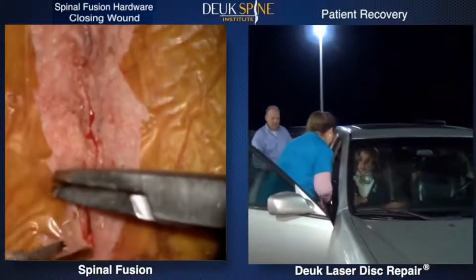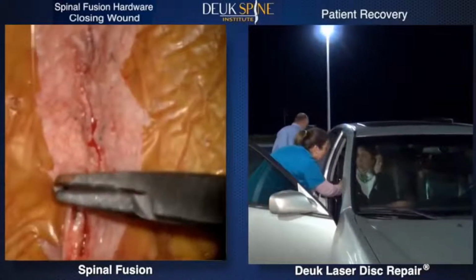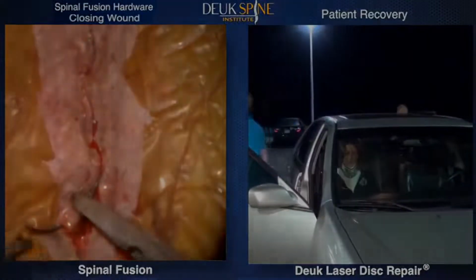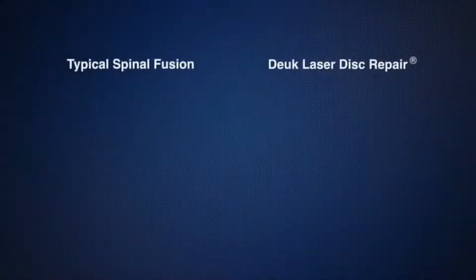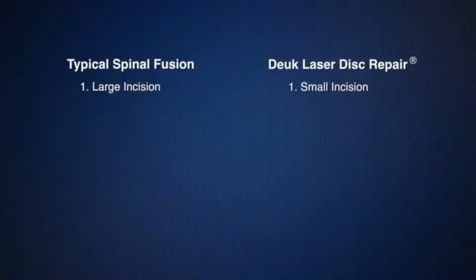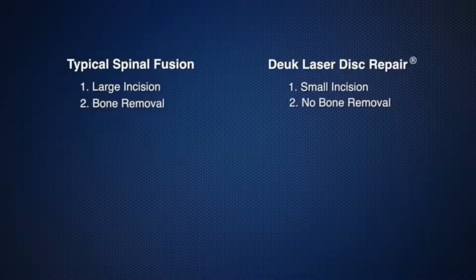As we've seen, in comparison, a spinal fusion requires a much larger incision and results in a significant amount of scar tissue. The Deuk laser disc repair's half-inch incision leaves no scar tissue around the spine or nerves. A large amount of bone is removed with a spinal fusion. With the Deuk laser disc repair, no bone is removed. Each disc is accessed through a natural opening in the spine.